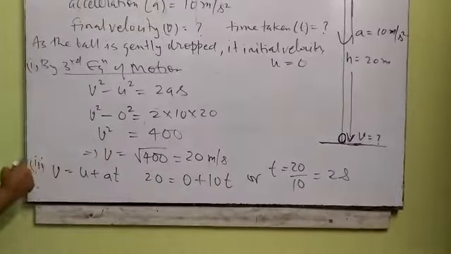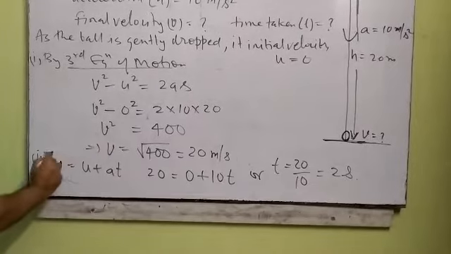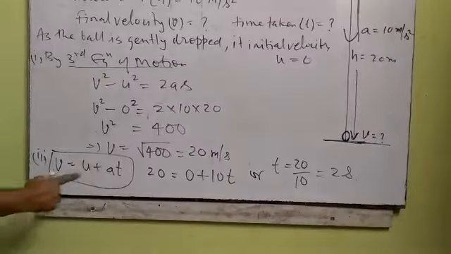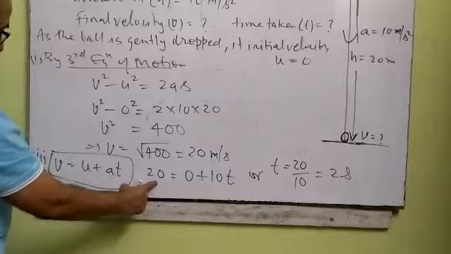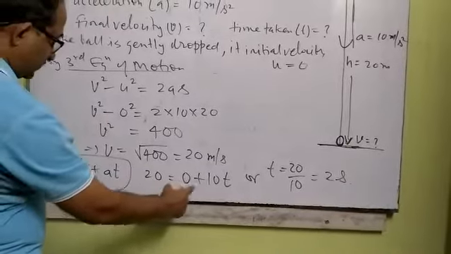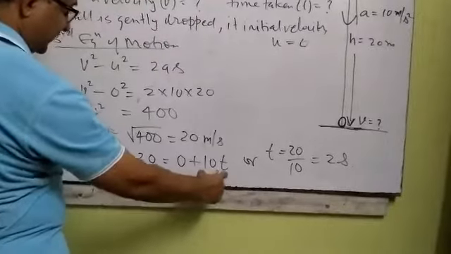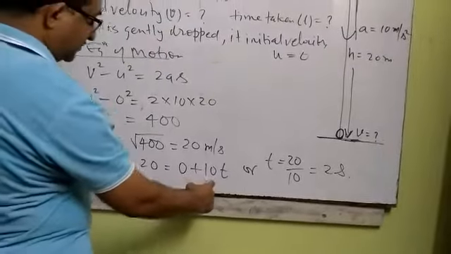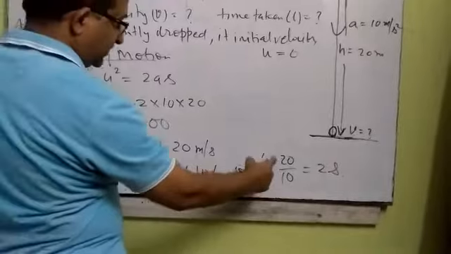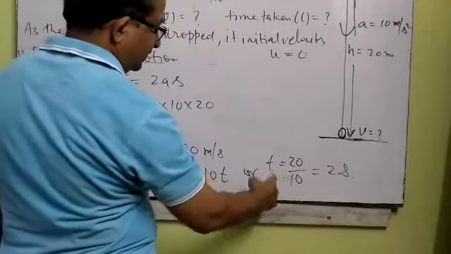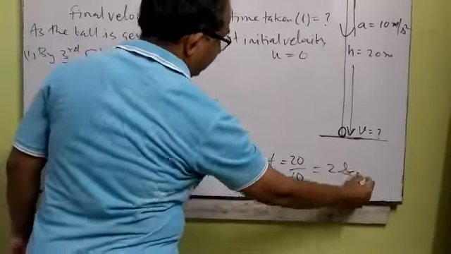In the second part, for calculating time, we need to apply the first equation of motion, v = u + at. Instead of v, I am writing 20. u is 0, so u times t is 0, plus a is 10, t remains t only. It means 20 is equal to 10t. It implies t is equal to 20 by 10, which is equal to 2 seconds.